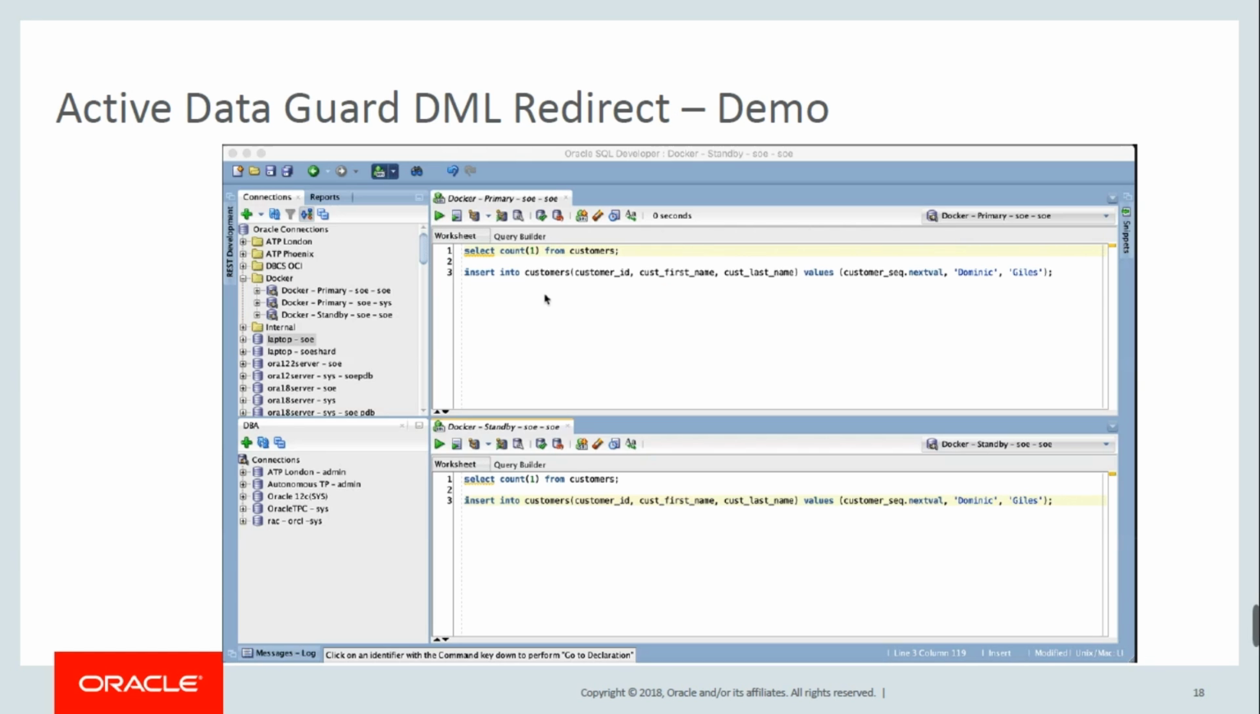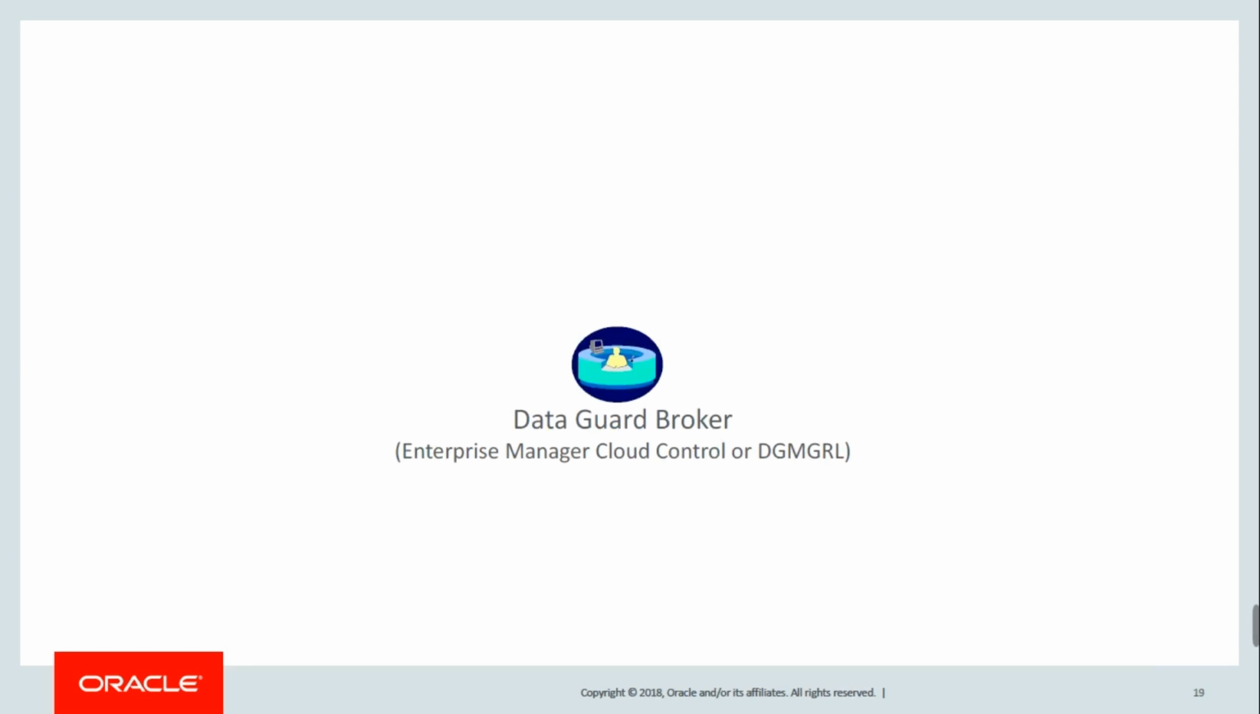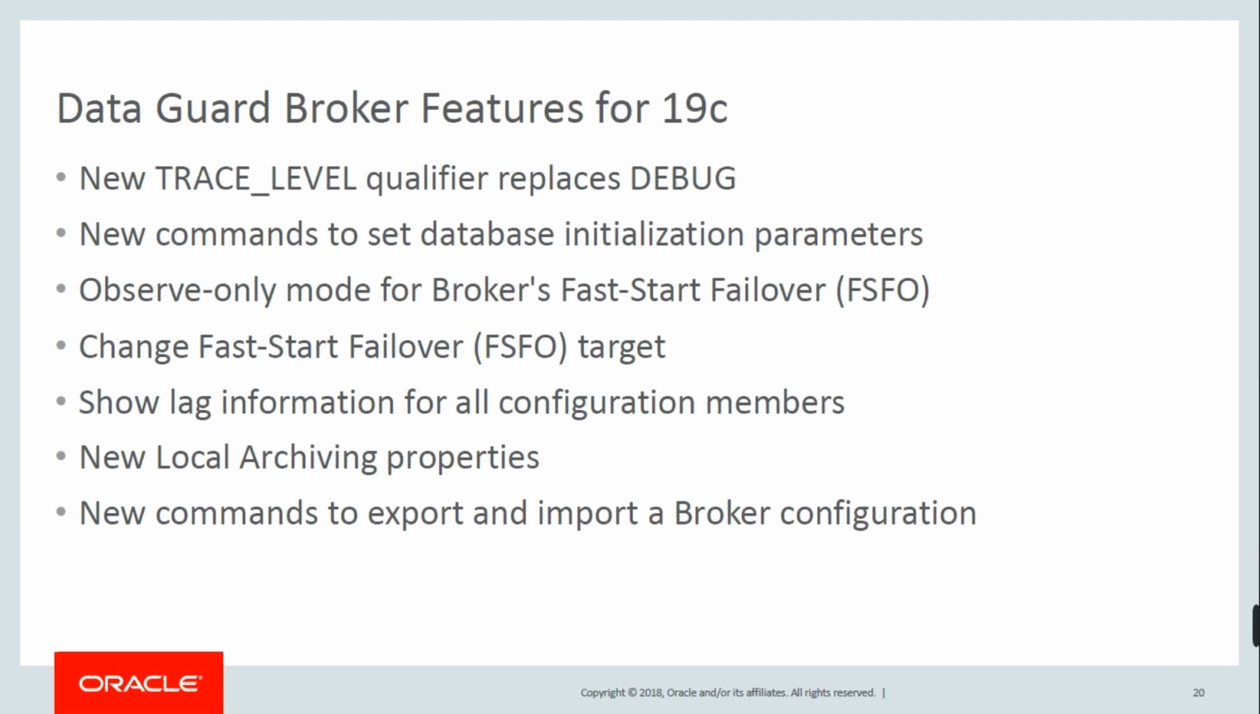So, Active Data Guard DML redirect demo. I will give you the demonstration in my next video. So I will skip this session and we will go with the Data Guard broker interface, Enterprise Manager Cloud Control and DGMGRL, like that feature in Oracle 19c databases.